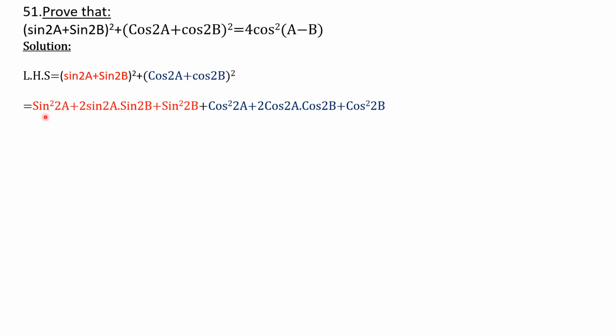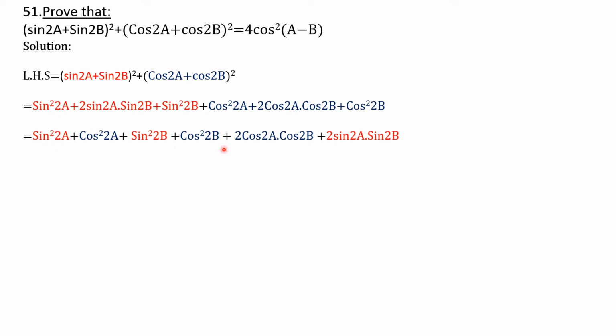What we will do is, here is sin square 2a and here is cos square 2a. We will keep them together. Similarly, here is sin square 2b, here is cos square 2b. We will keep them together. Then we will keep 2 sin 2a into sin 2b and 2 cos 2a into cos 2b together. So we will get this line. Is this clear? And then we know sin square a plus cos square a is 1.